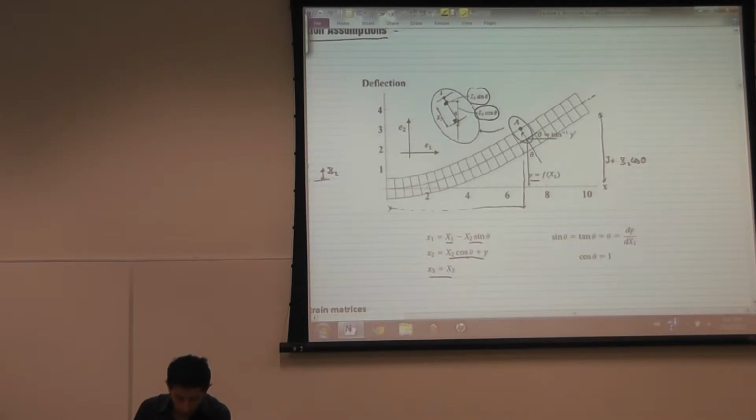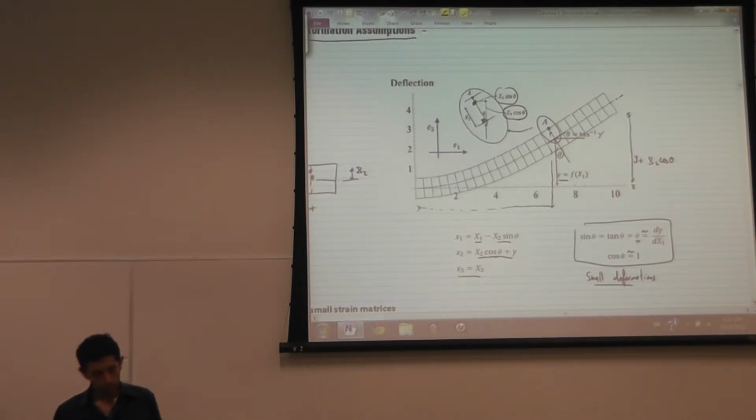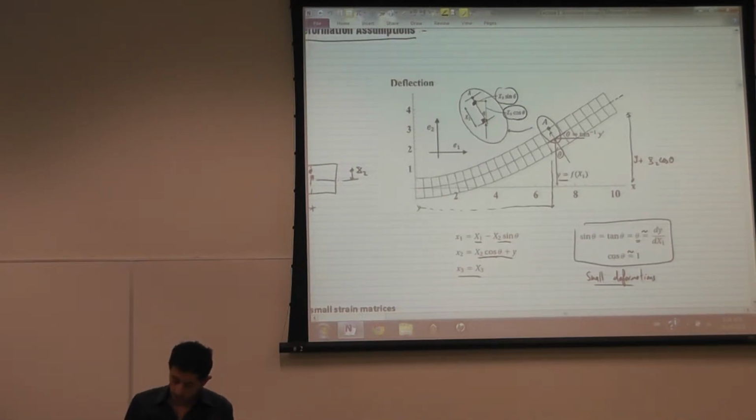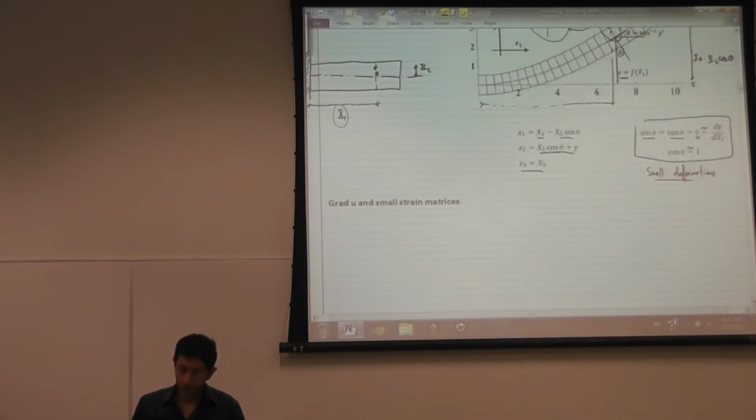Now, because we assume that this is small deformations, we can assume that cosine theta is almost equal to 1. Theta, which is this angle, because of small deformation, we can say that it's equal to the rate of change of y with respect to x1. And theta is equal to tan theta is equal to sine theta, because theta is very small. So we have the new position.